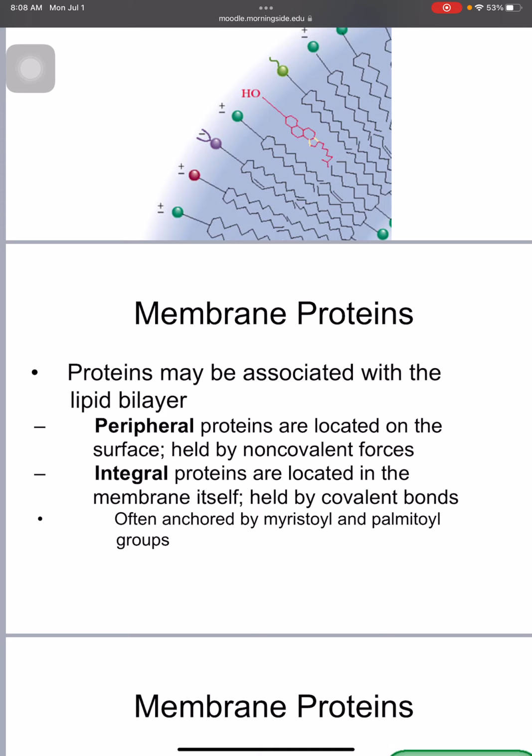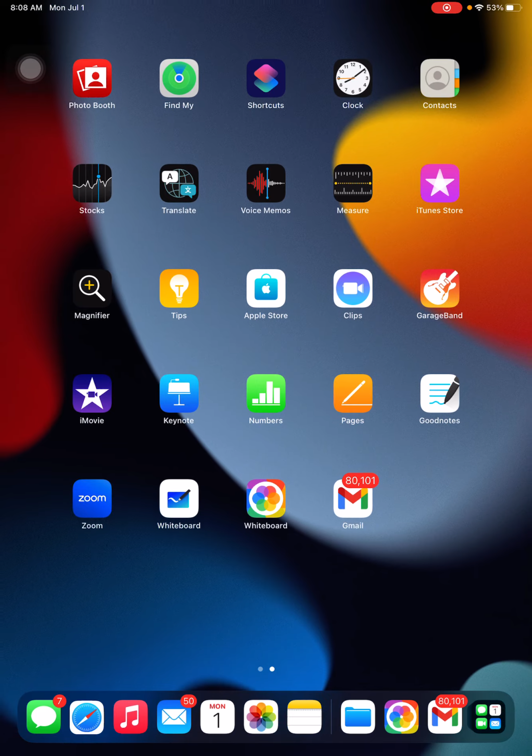Integral proteins are the ones that are actually within the membrane. They're actually within the lipid bilayer. Within all those lipid bricks, you have these integral proteins sort of wedged in there, and they are actually held covalently, right, through actual chemical bonds. The most common ways they are held are through myristoyl and palmitoyl groups. And so let me elaborate on this a little bit on the whiteboard. All right, so this is something that your book kind of glosses over a little bit. I'm going to go a little more in depth.